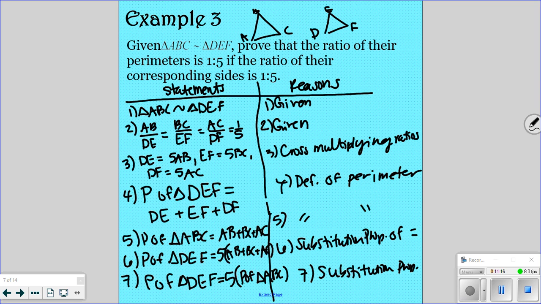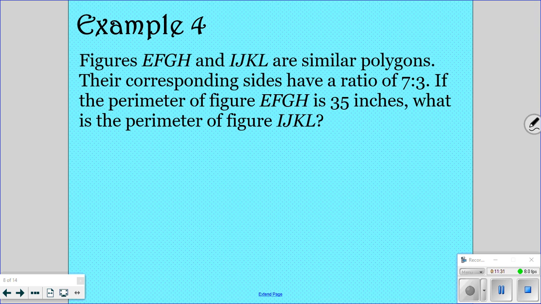You didn't need any numbers other than the 1 and the 5. You didn't have to give numbers for your side lengths. You just needed to show how the ratios end up making the perimeter also the same ratio. So we're going to look at this next example.